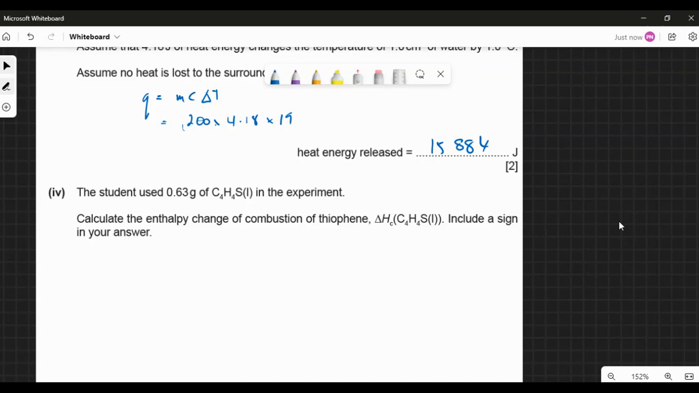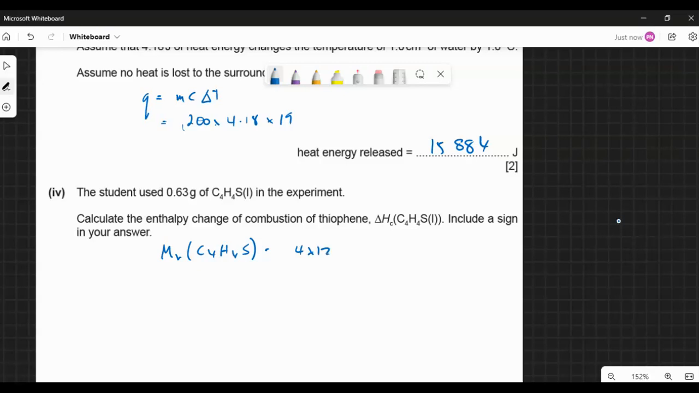All right. The student used 0.63 grams of that in the experiment. Calculate the enthalpy of combustion. Now, all we have to do is scale that 15,884 up to a mole. I don't know what the relative molecular mass of this is, so the first thing we've got to do is find it out. See if you can do it quicker than me, unless it says it somewhere.